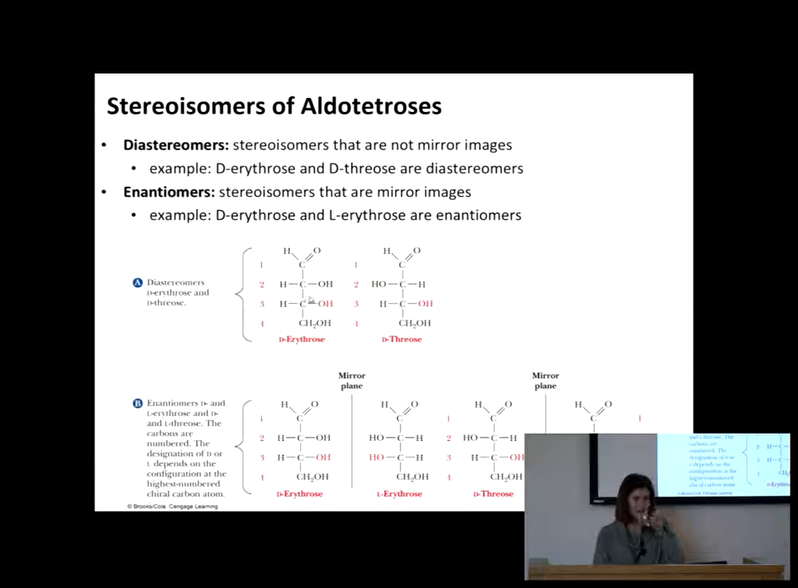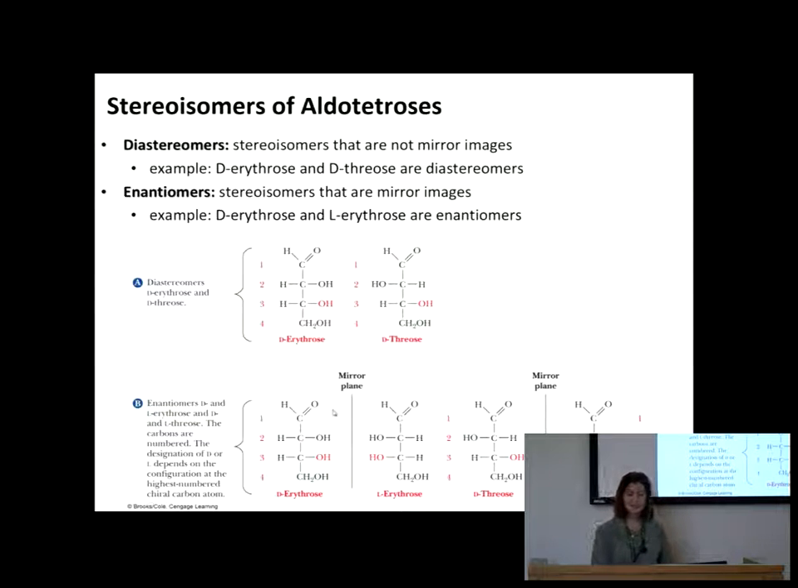Because of not having a chiral center? No, when they have more than one. So you can see that carbon number 2 and carbon number 3, on both of them are chiral centers, where they're mirror images on carbon number 2, but they match up on carbon number 3. So that just screws it up.